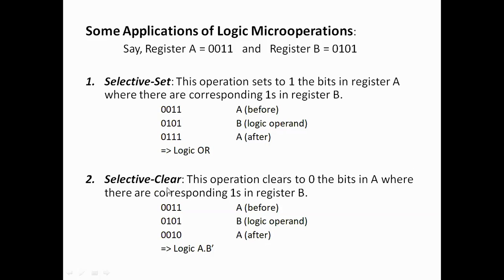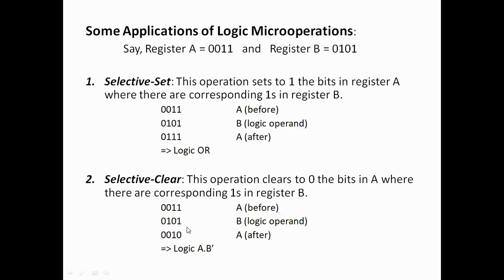Another is selective clear. So selective clear means it clears to 0 the bits in A where there are corresponding ones in B. Wherever there is 1 in B, the corresponding bit in A is put to 0. So if there is 0 in B, nothing happens, 0 remains 0. If there is 1 in B, then this bit is kept as 0. Fine. So this 1 remains as such, and if B is 1, this A bit becomes 0.